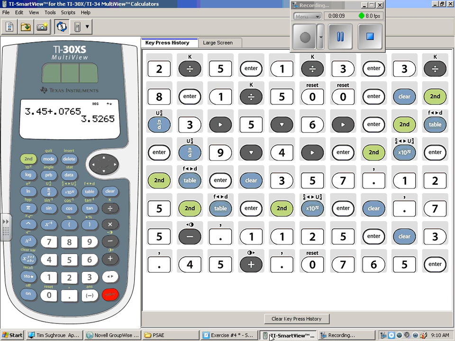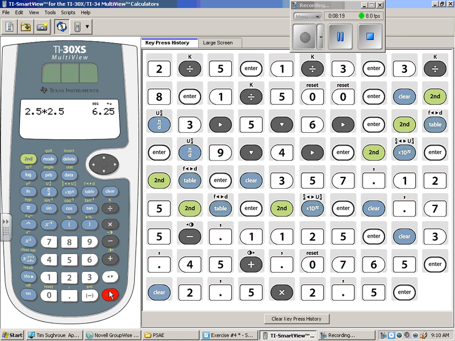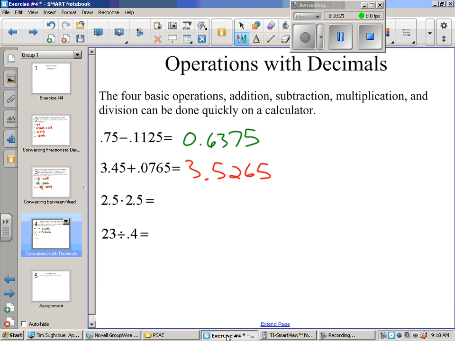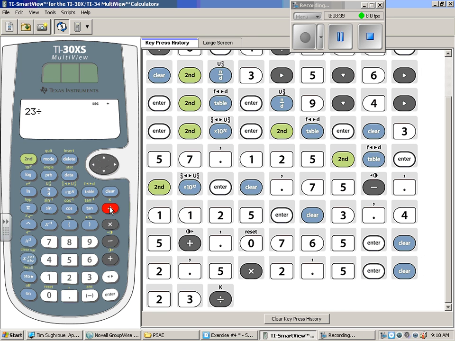Okay. Next one here is going to be multiplication. 2.5 times 2.5, enter, is 6.25. And then the last one, division by decimals can often give students problems. With our calculator, it shouldn't be a problem at all. 23 divided by 0.4, enter, is 57.5.